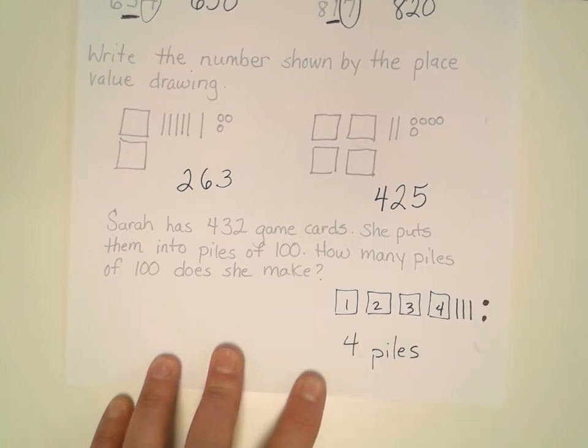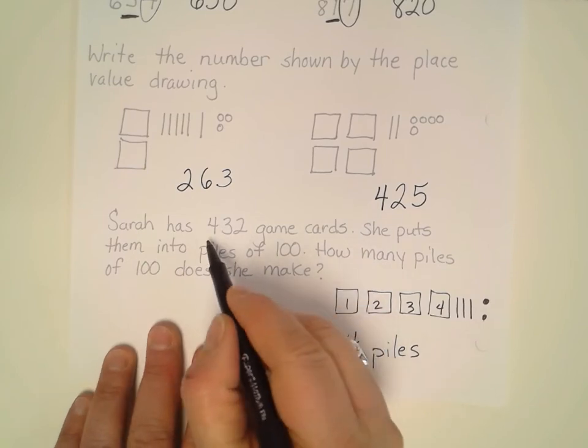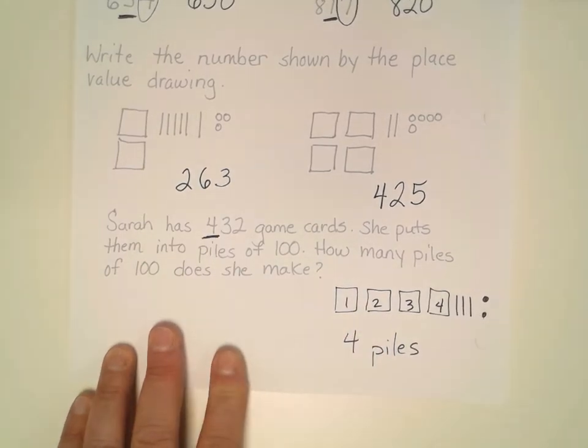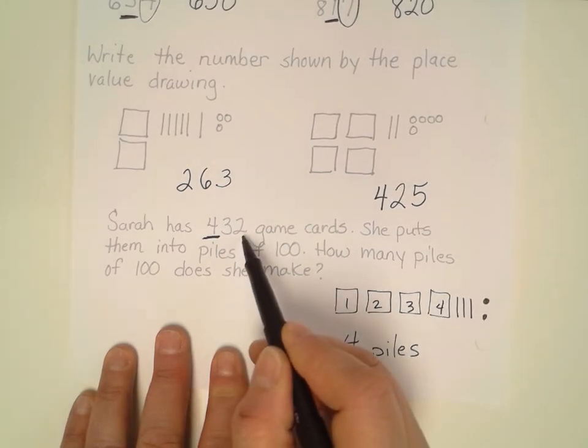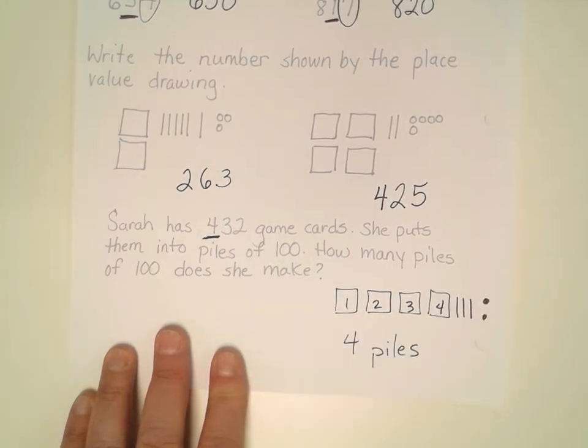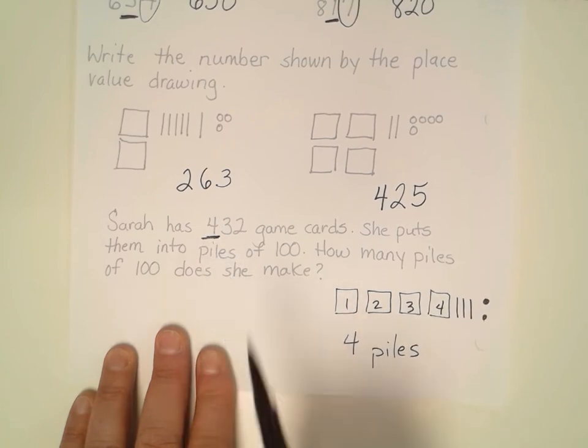All right. You could also look at that number and look for the place value of the 100 and see that there are 4 full hundreds and 32 that are not in that pile of hundreds. So I could also just look there at that hundreds place.